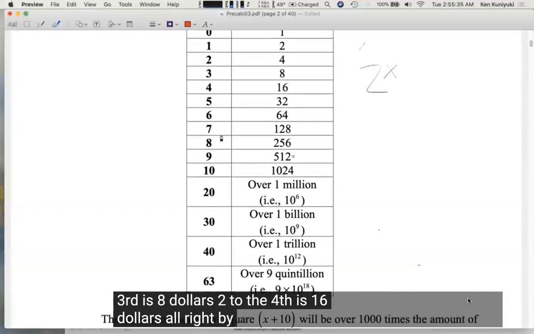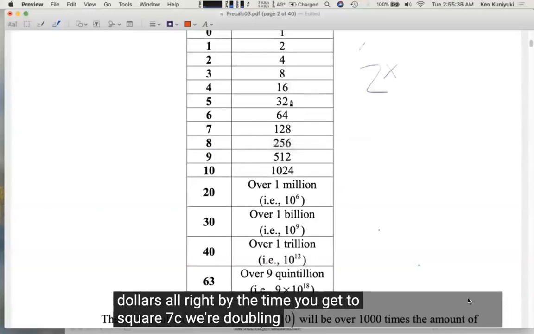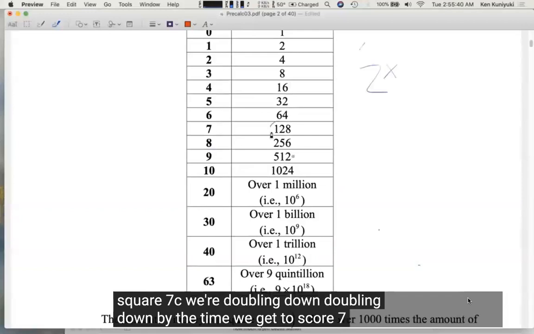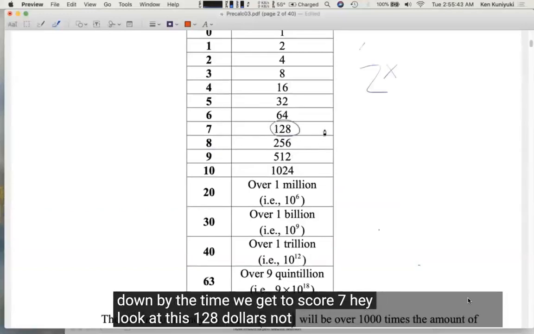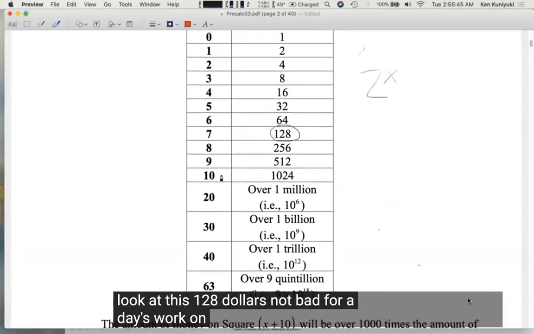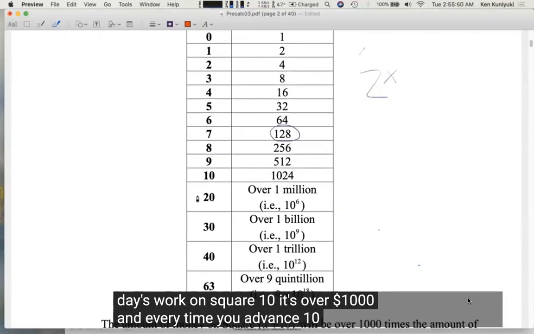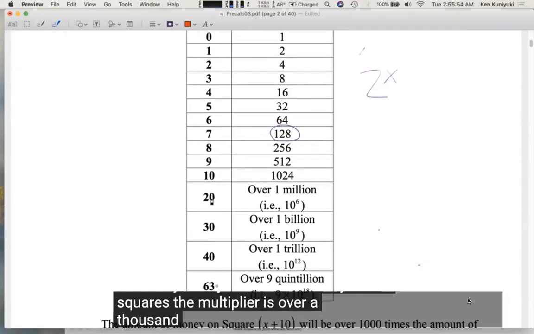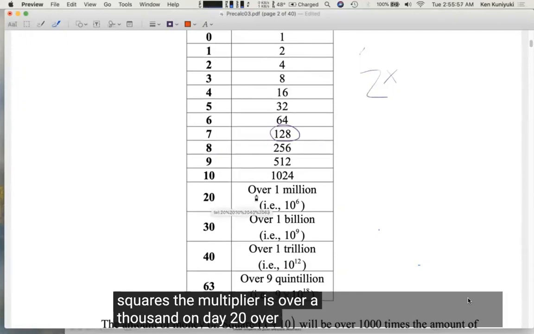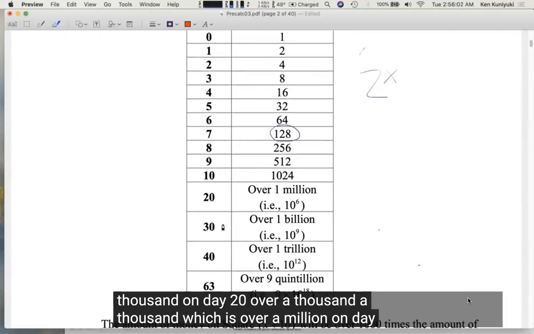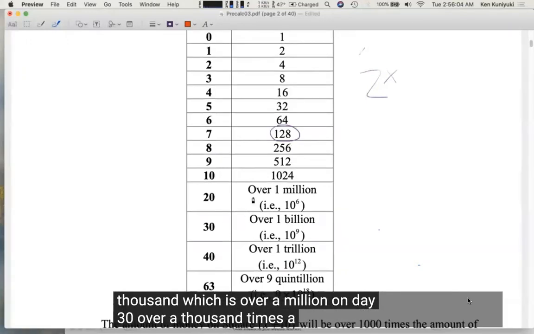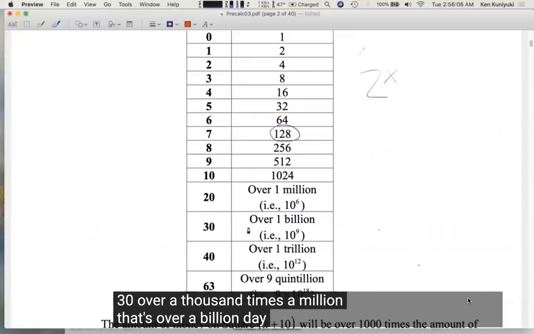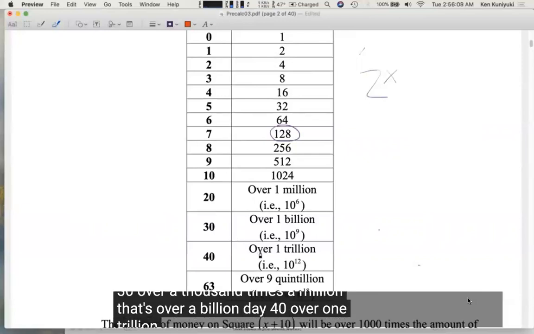All right. By the time you get to square 7, we're doubling down, doubling down. By the time you get to square 7, look at this, $128. Not bad for a day's work. On square 10, it's over $1,000. And every time you advance 10 days or 10 squares, the multiplier is over 1,000. On day 20, over a million. On day 30, over 1,000 times a million, that's over a billion. Day 40, over $1 trillion.